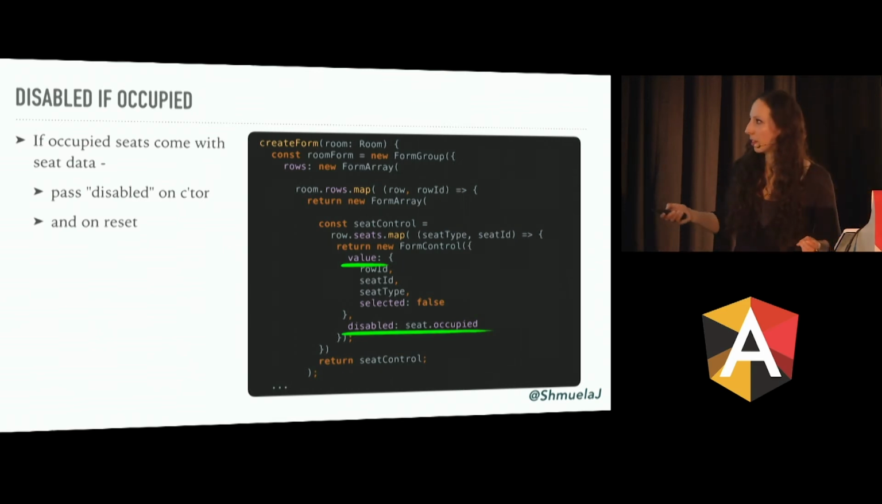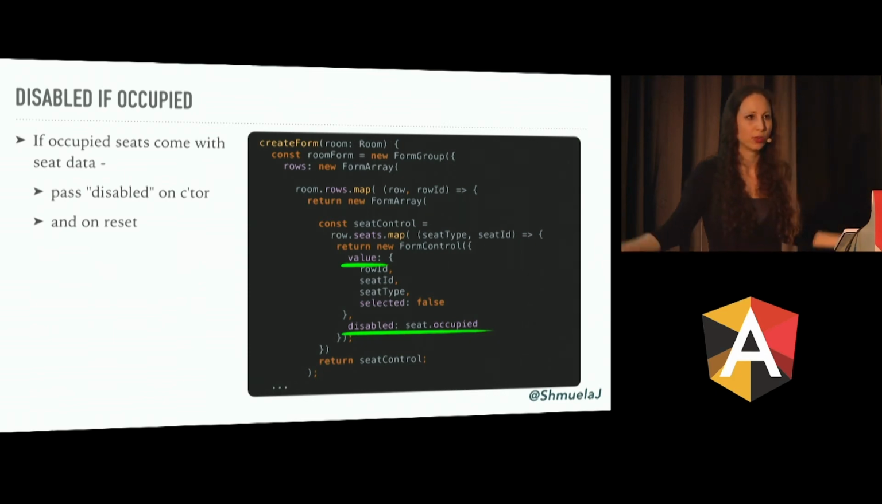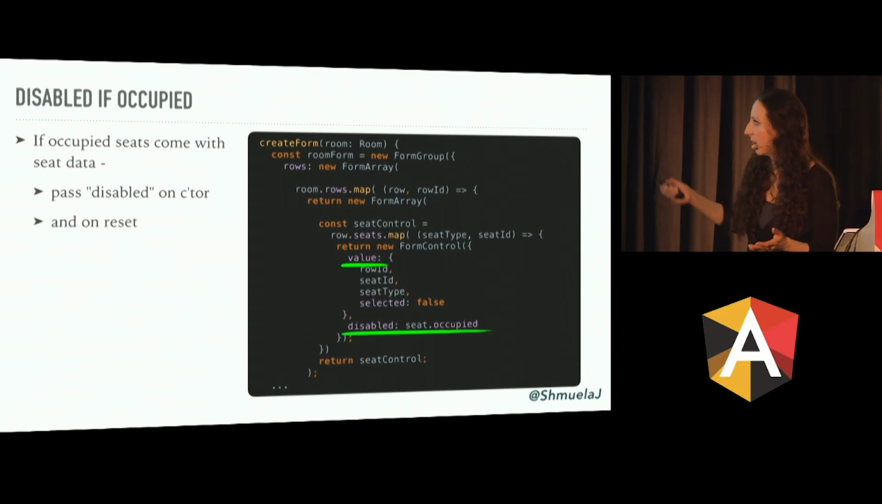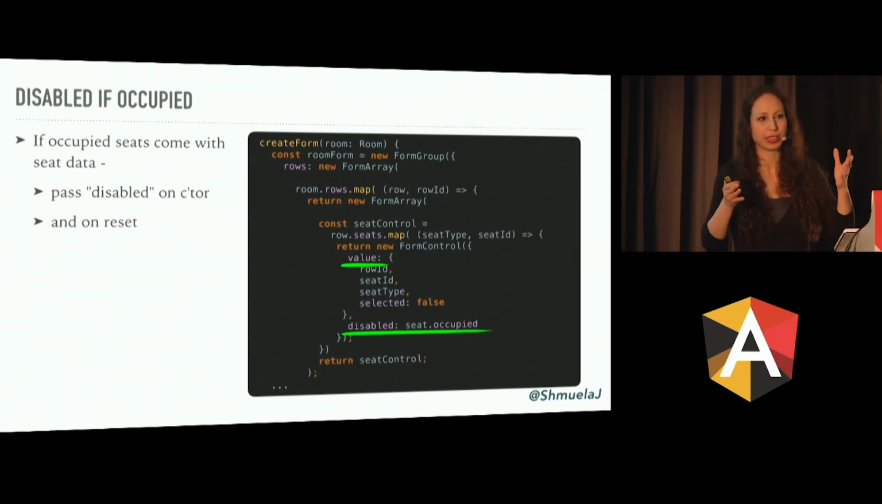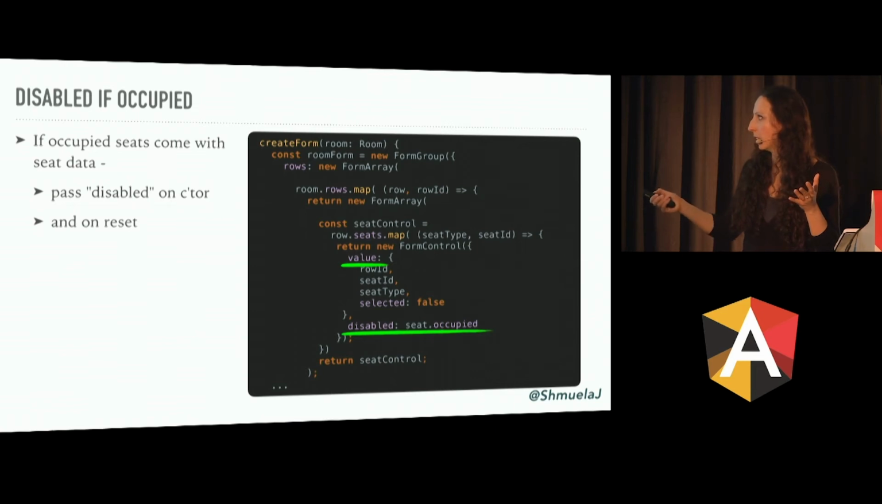Okay, so let's see how we disable this control. If we get the data about the control being occupied with the initial data, then this is an option that we can use. Instead of setting the control only with the value, we can also say whether it's disabled or not. But then we have to wrap it. So it's the same form control, and we're wrapping it with an object with the value, just like before, and disabled, which is a Boolean. So you can do that.